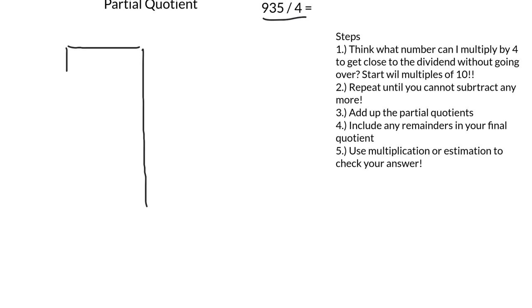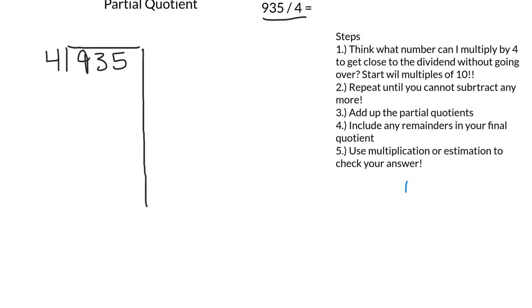Okay, and then I'm going to place in this box my dividend, the number I'm breaking into pieces, 935, and on the outside I'm going to put my divisor 4. And I won't put my quotient on top until we're all done, okay? Perfect.